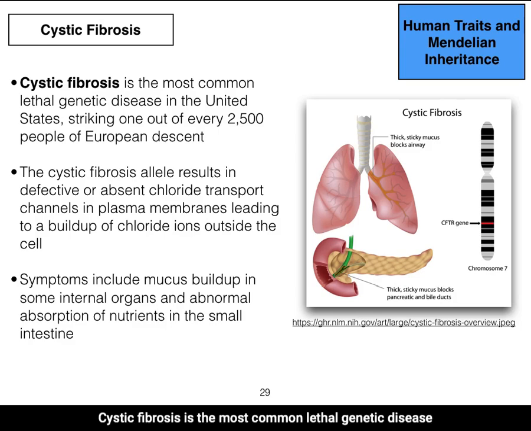Cystic fibrosis is the most common lethal genetic disease in the U.S. It affects 1 out of every 2,500 people of European descent. Mutations in the cystic fibrosis allele are the result of a mutation in the chloride transport channel gene CFTR, which is found on chromosome 7. This leads to a defect or a loss of the channel, causing chloride ions to build up outside the cell. Symptoms of this disorder include a thick mucus buildup on internal organs and abnormal absorption of nutrients in the small intestine.